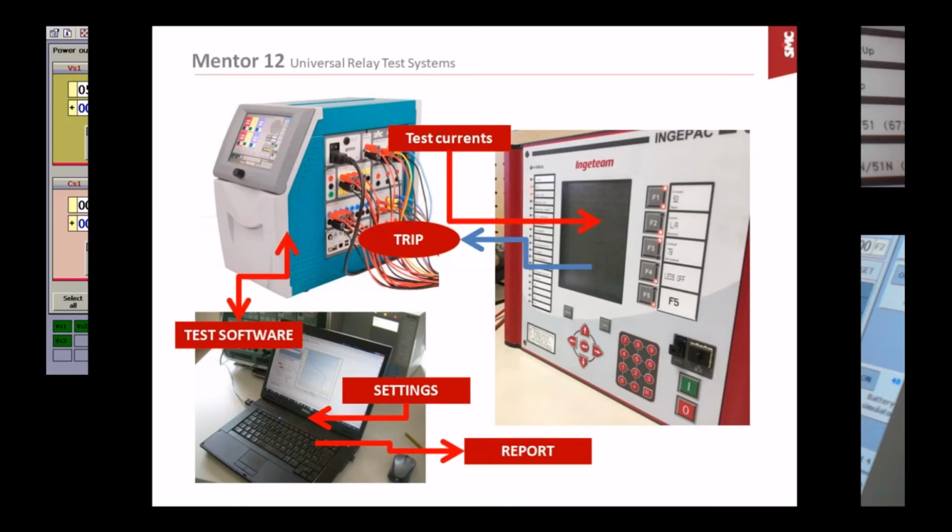For each test point in our characteristic curve, the software will command the Mentor to inject the test current and will capture the measured trip time. The control screen in the Mentor will reflect all changes generated by the software and all the activity detected in the relay, so it will provide you with a visual feedback of the entire test process.